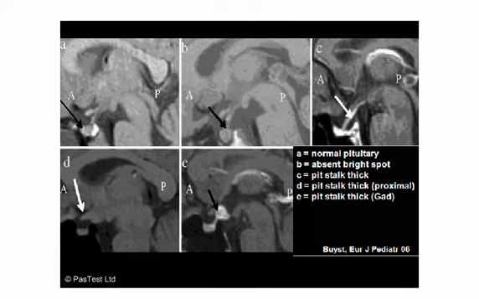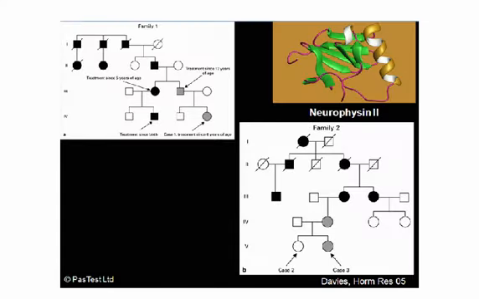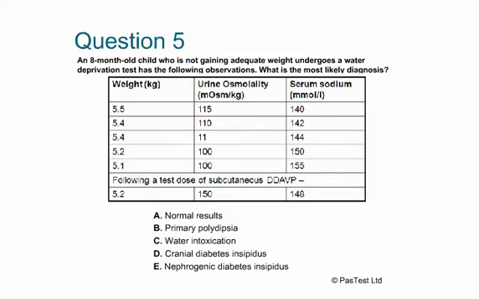In rare cases, such as this family with AVP neurophysin 2 mutation, the cause of polyuria may be genetic and isolated DI may occur. Let us now examine a water deprivation test question. This is an 8-month-old child who is not gaining weight adequately and undergoes a water deprivation test with the following observations. What is the most likely diagnosis?